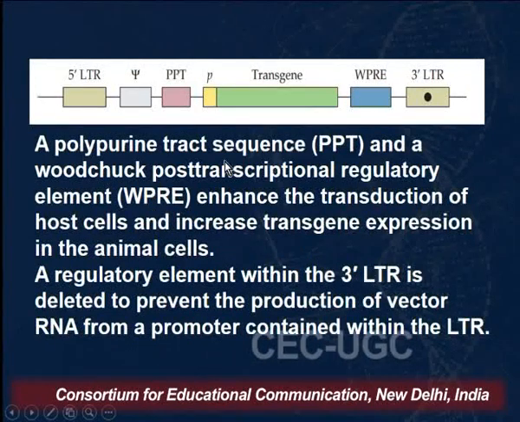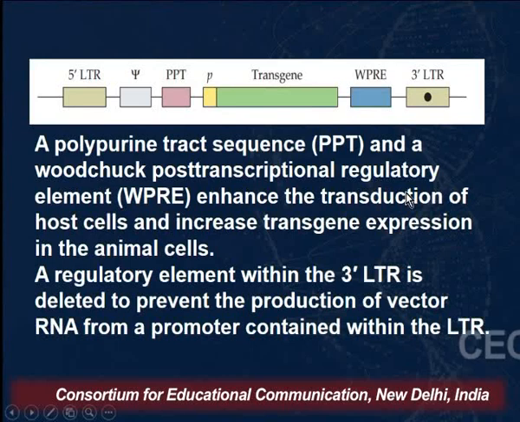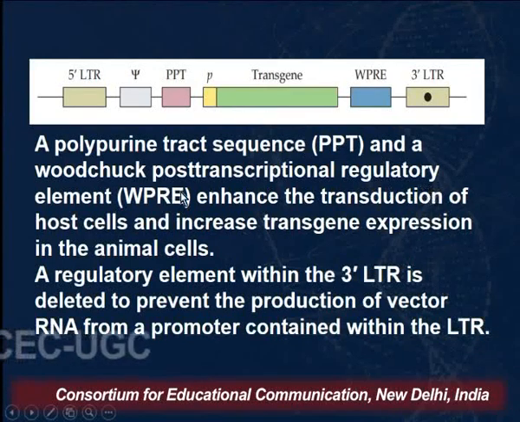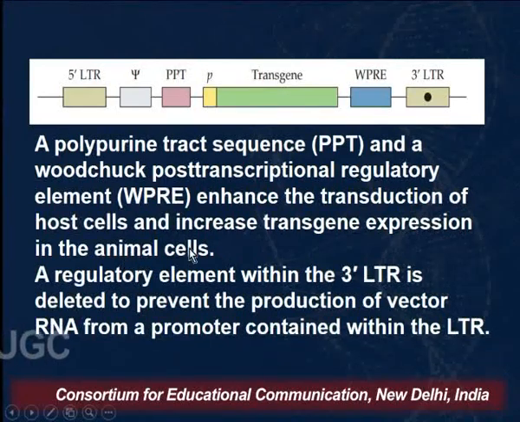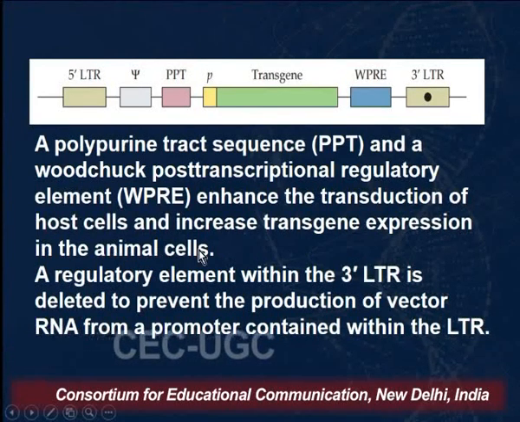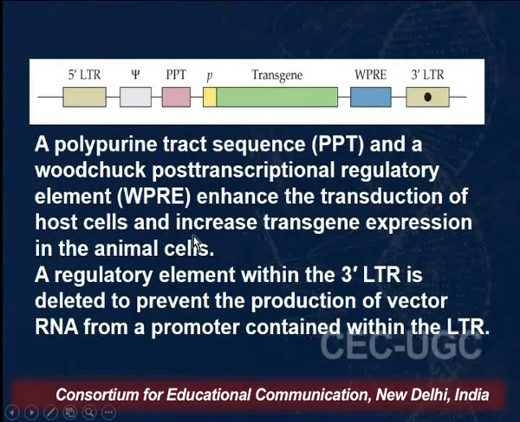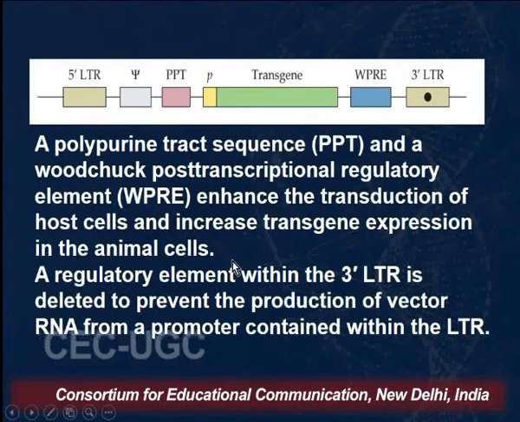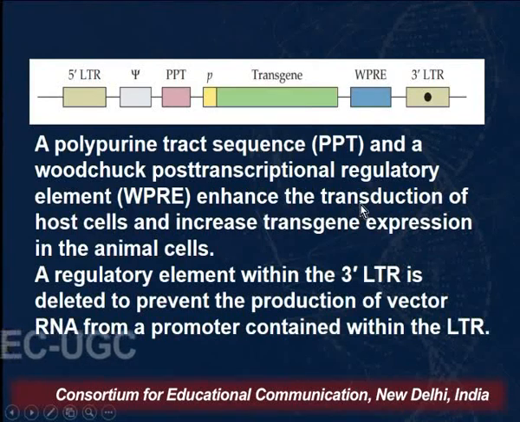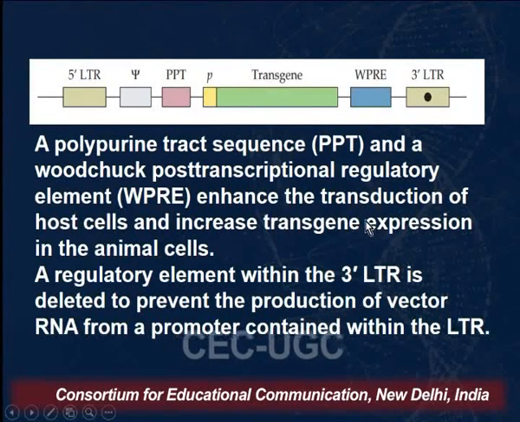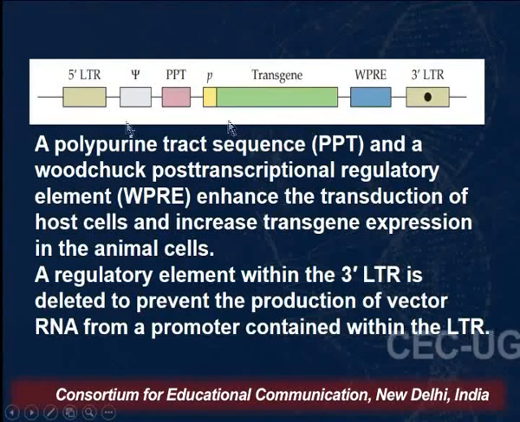Then it also contains a polypurine tract sequence, and a Woodchuck post-transcriptional regulatory element. These two elements enhance the transduction of host cells and increase transgene expression in the animal cells. So again, one of the advantages of using lentiviral vectors for creation of transgenics is that there is enhanced expression, more efficiency in the transduction, and a stable transduction as well. So these are the two elements that help in that.